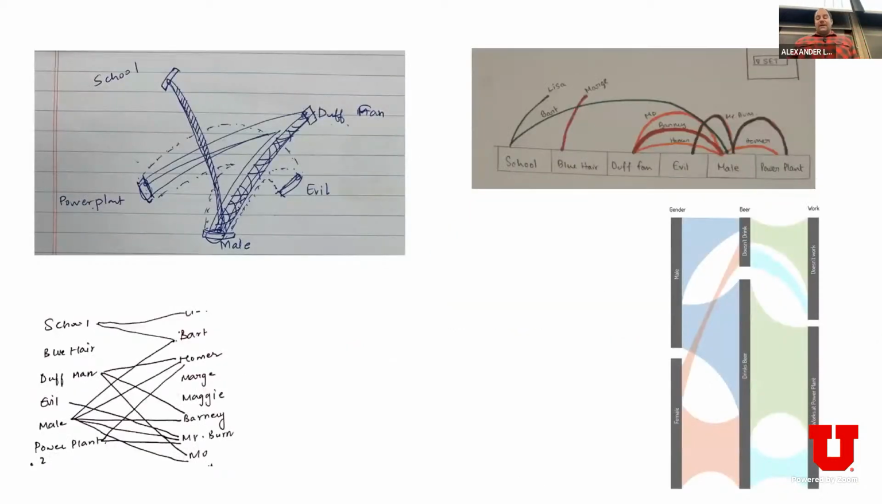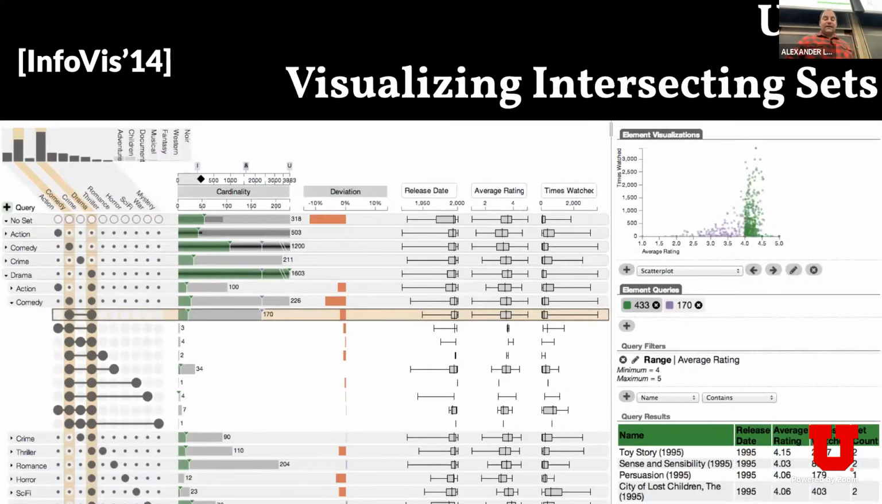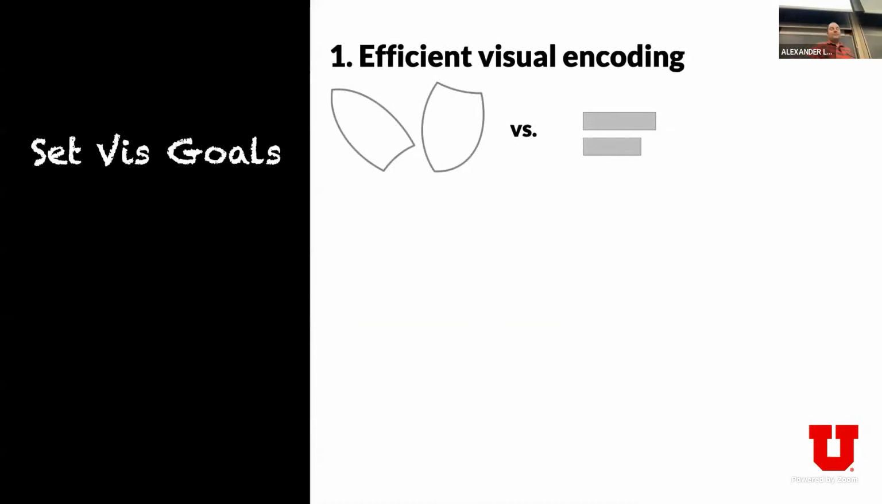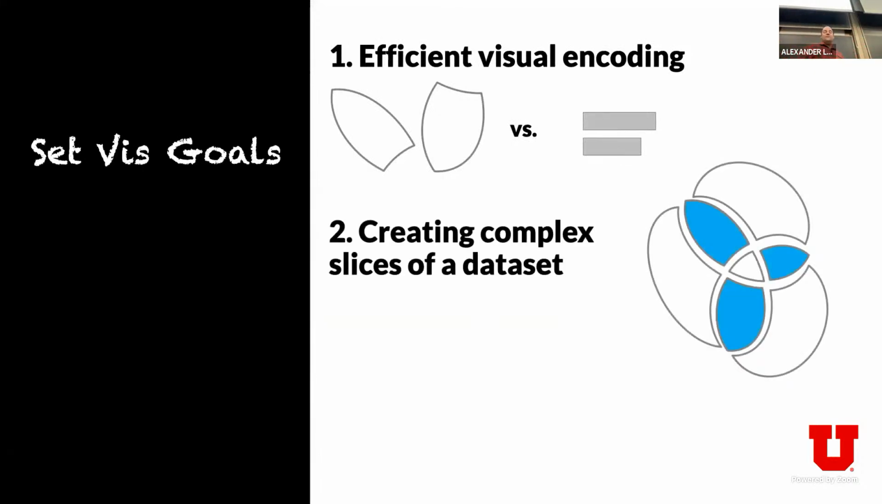And so here are some examples of what people designed in the past. Okay, so then I want to talk a little bit about the set visualization technique that we built, this UpSet tool that's about visualizing intersecting sets. And so we were thinking about, can we take this kind of encoding and replace it with a perceptually efficient visual encoding? And can we also use this tool to create some complicated slices, like queries?